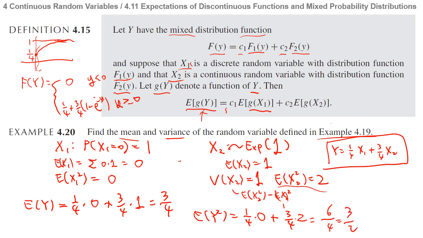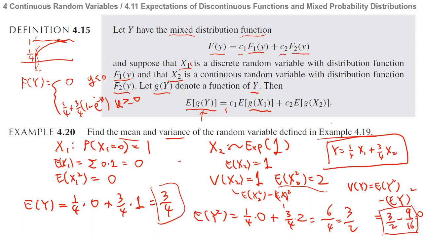Okay, and now we can calculate the variance of Y, which is E[Y squared] minus (E[Y]) squared, which is 3 over 2 minus 9 over 16, and you can calculate it by yourself. Okay, so we calculated the mean and variance.